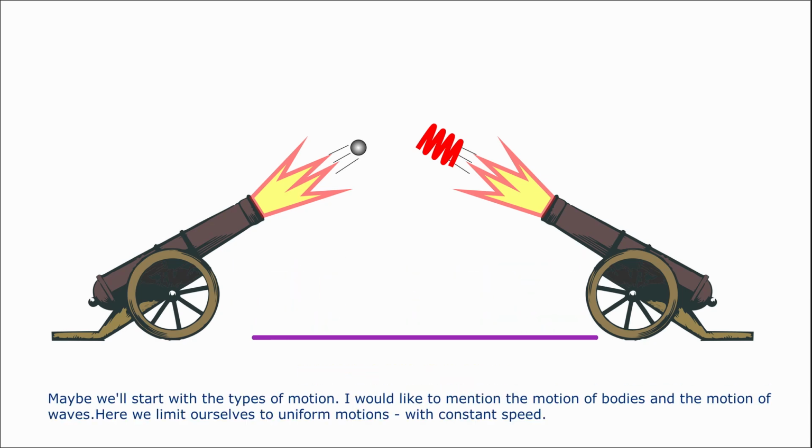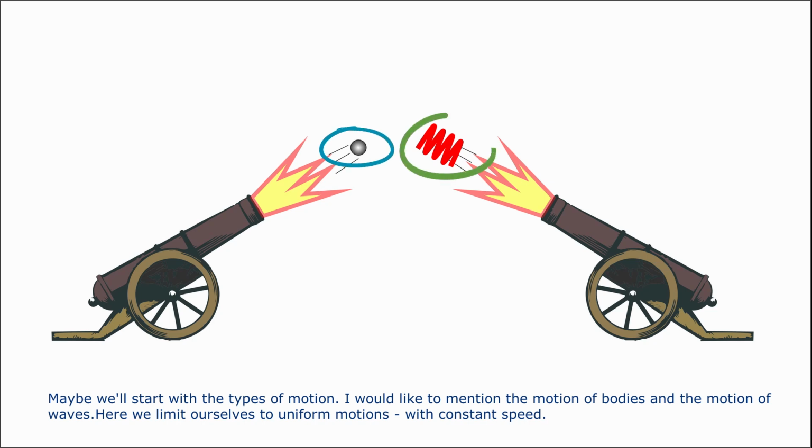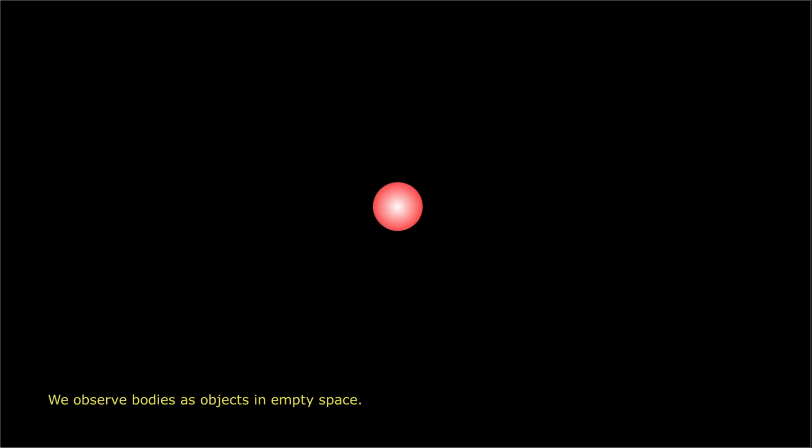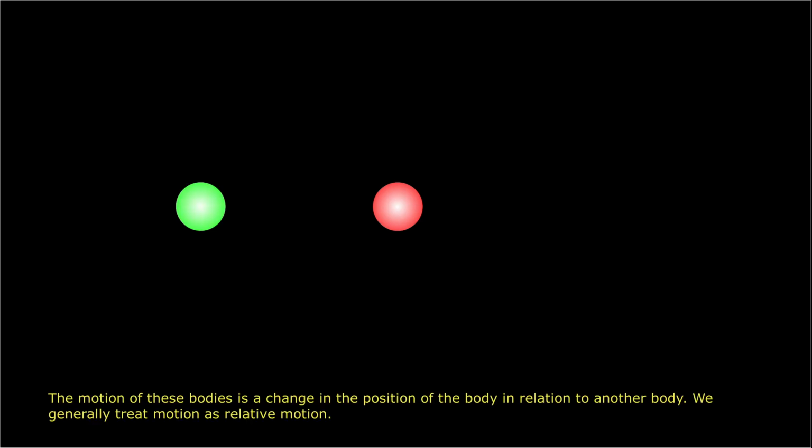Maybe we'll start with the types of motion. I would like to mention the motion of bodies and the motion of waves. Here we limit ourselves to uniform motions with constant speed. Bodies. We observe bodies as objects in empty space. The motion of these bodies is a change in the position of the body in relation to another body. We generally treat motion as relative motion.